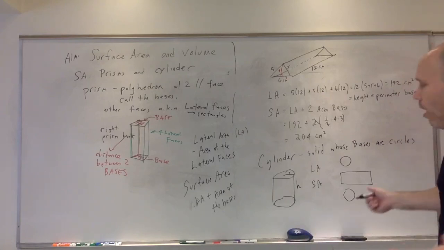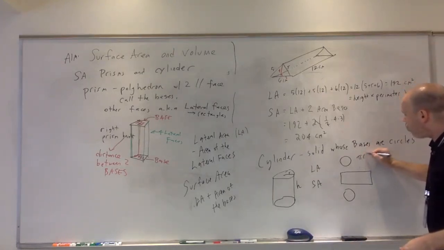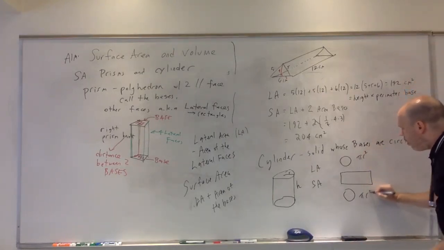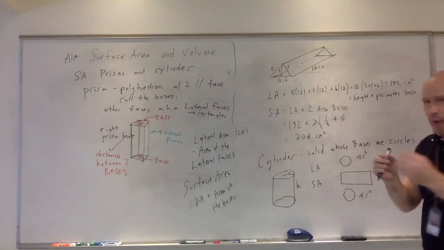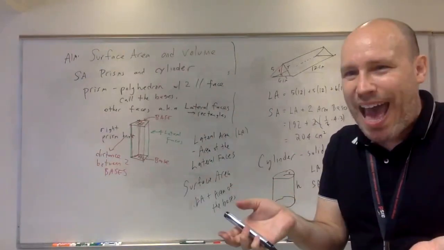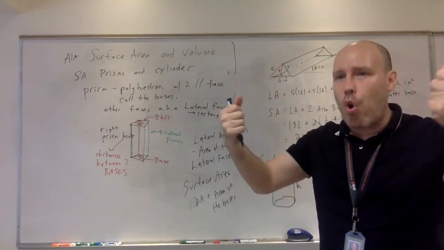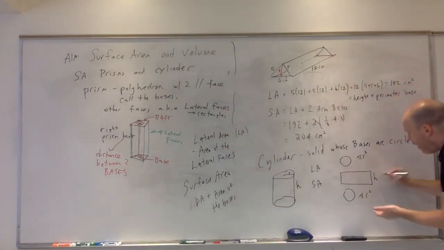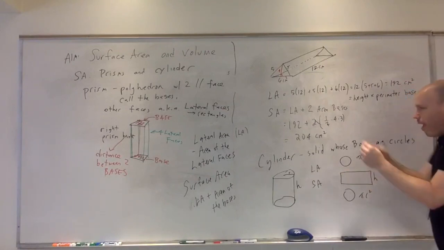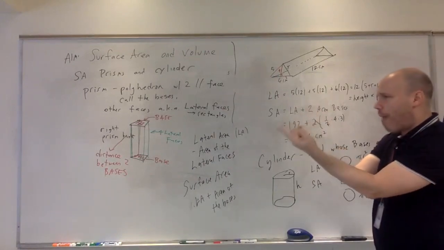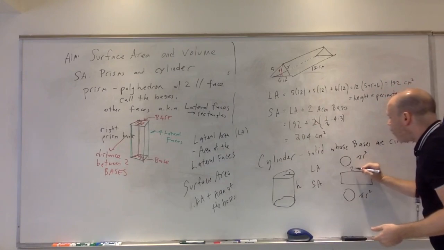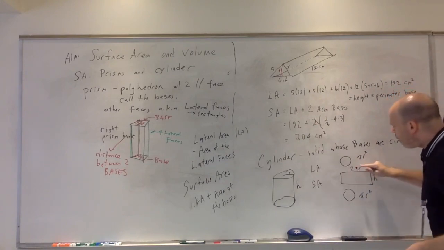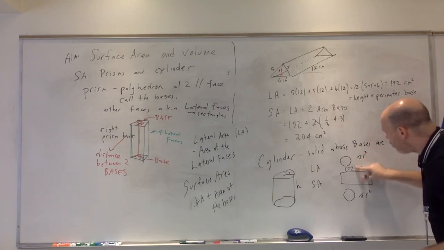So let's think about this. We know the area of the circle is pi r squared. The question is, what is the area of this rectangle? Think about it: when you have a soup can and you peel the label off and open it up, it's a rectangle. Well, I know that the h is the height. The question is, what is this length? Well, this was wrapping it around. That means this length is the circumference.